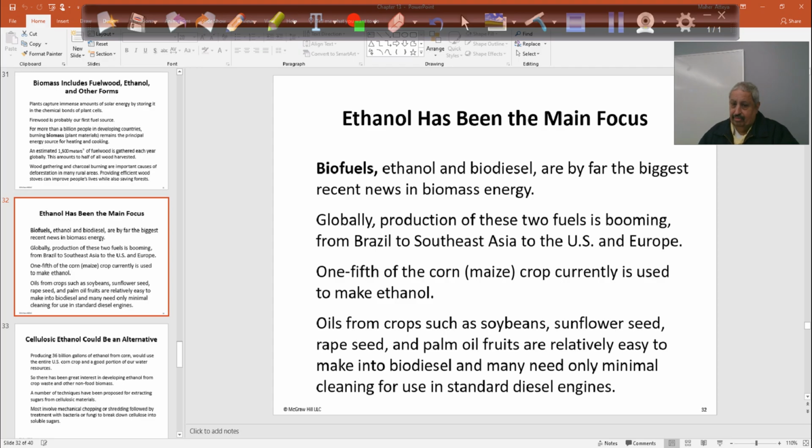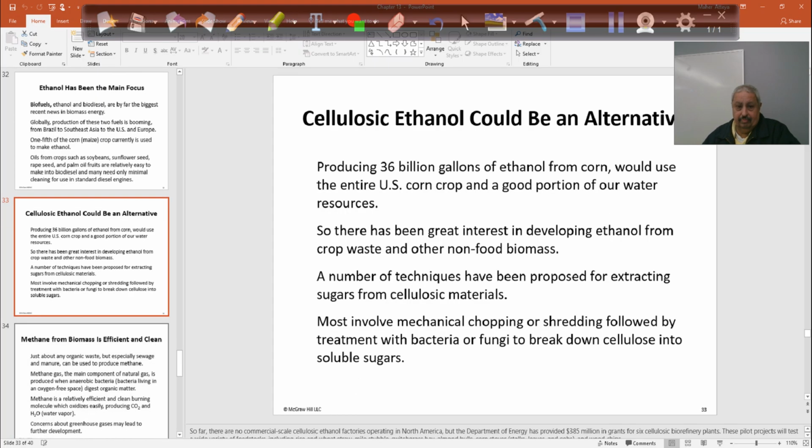Again, you can get this ethanol from the corn, or oils can come from other crops like soybeans, sunflower seed, grape seeds, palm seeds, and all the stuff here can be used, and they can be converted as a biodiesel and need only minimum cleaning for use in standard diesel engines. So cellulosic ethanol could be an alternative.